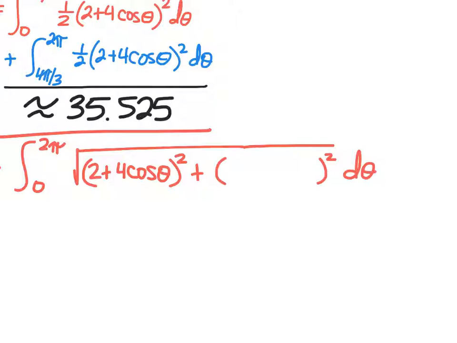All right, so here's my r right here. I just need the derivative of this. Constant goes to 0. What's the derivative of 4 cosine theta? Negative 4 sine, yeah.